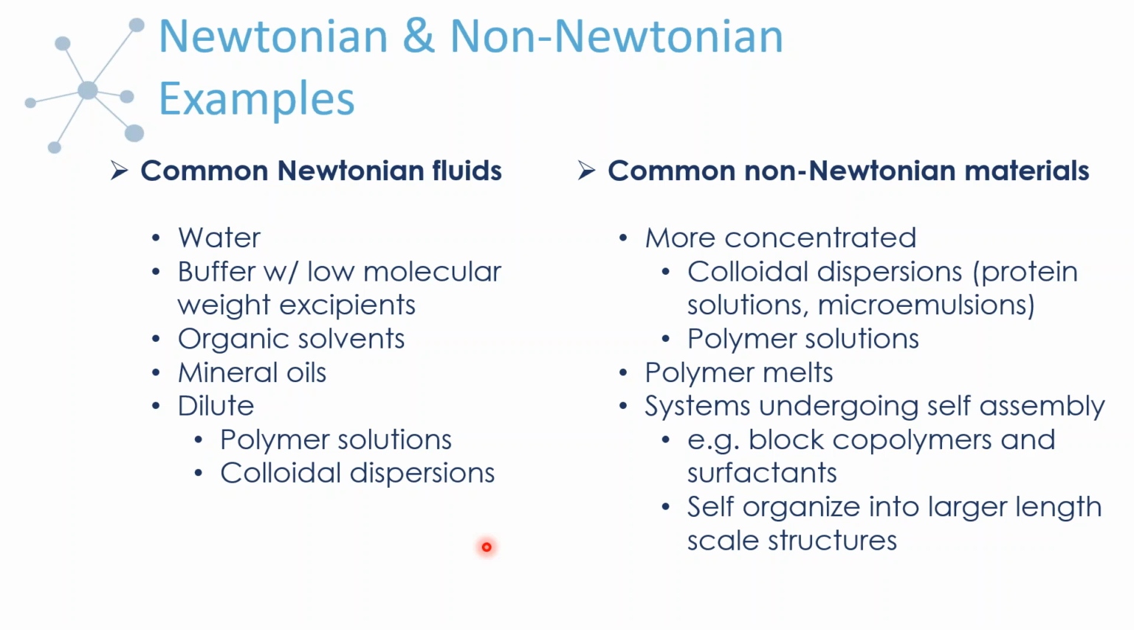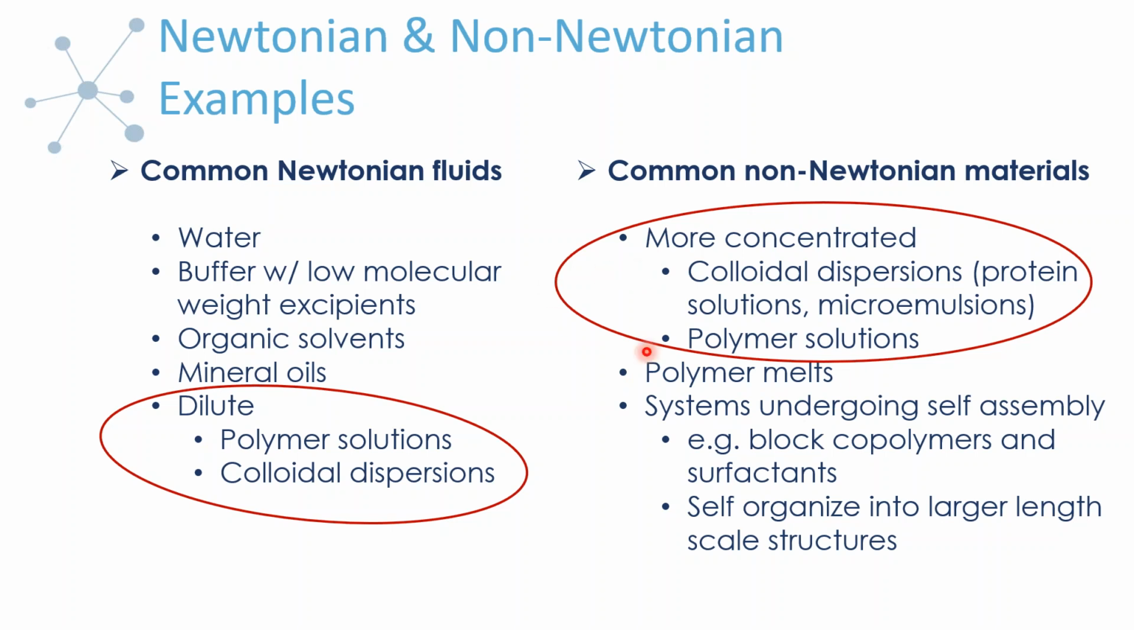And then some examples of non-Newtonian materials are more concentrated colloidal suspensions like protein solutions and microemulsions, some polymer melts, and then any system that has any form of structure or self-assembly, like block copolymers, lotions like hand creams and soaps, or washing your hair and stuff. I want to point out that these are basically the same solutions. They shift from Newtonian to non-Newtonian behavior as the concentration of the suspended particles increases.